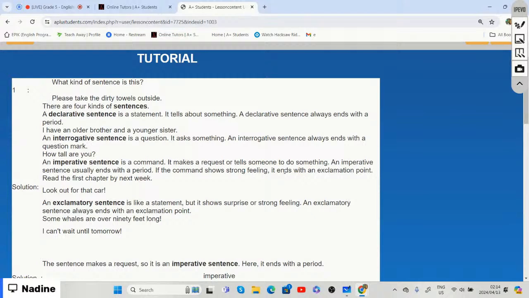Then we have an imperative sentence. An imperative sentence makes a request or tells someone to do something.